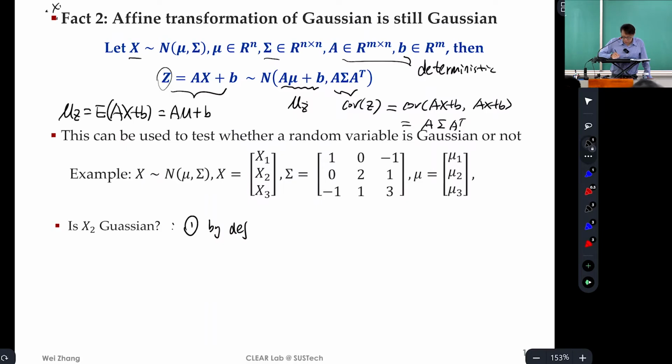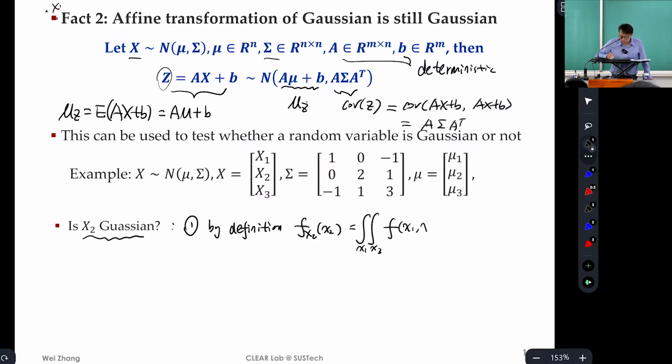By definition, I didn't ask you to prove it. But by definition, if I want to know whether this is Gaussian or not, what do I need to do? I need to find the marginal for X2. I have the joint, so I know how to compute the marginal. I need to integrate out X1 and X3 from the joint.